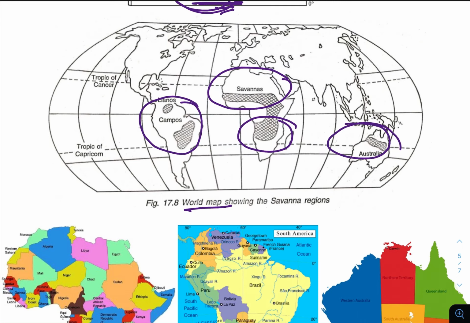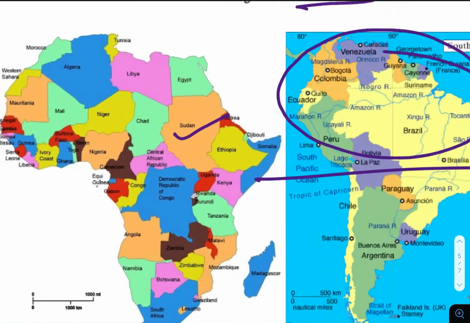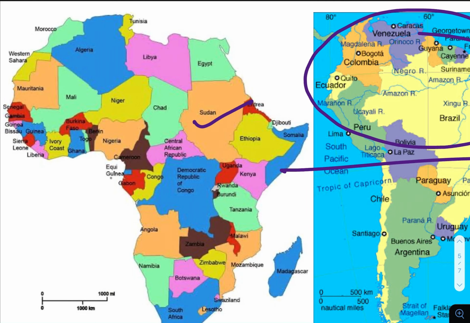If you are focusing on the regions in the northern hemisphere of Africa, this is the northern part of Africa, and the Sudan, you can see here is Sudan. This is Sudan, this is Africa, and the part of Africa in the northern hemisphere, that is Sudan. The part of Senegal, you can see the Senegal. And again Mali, where is Mali? This is Mali, and the part of Senegal is here.